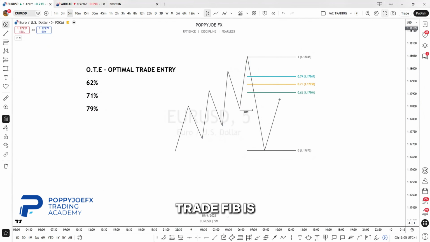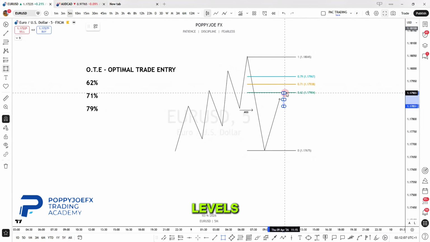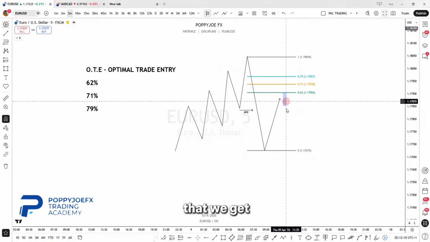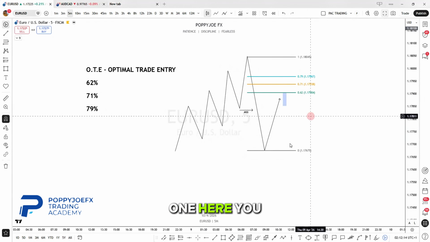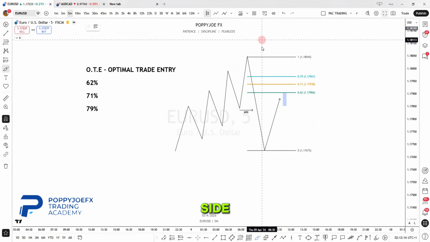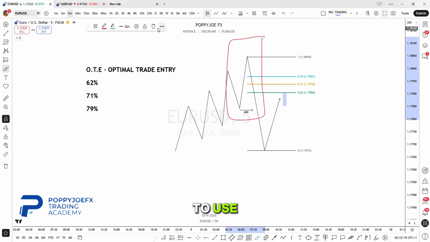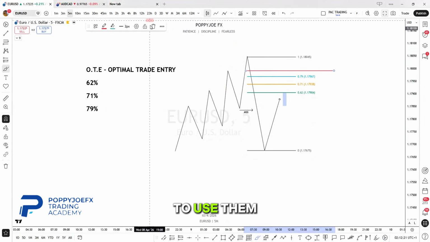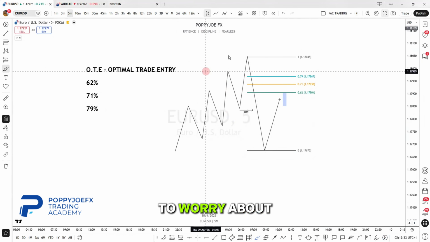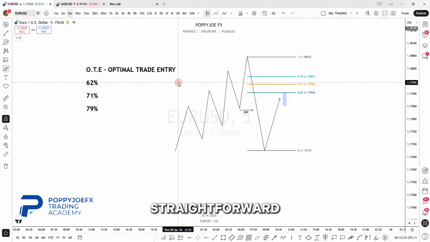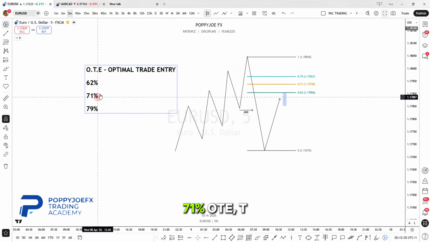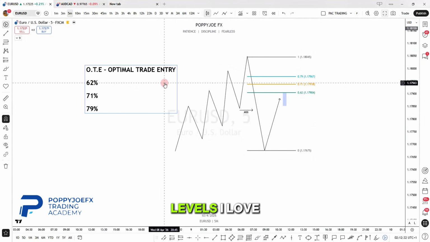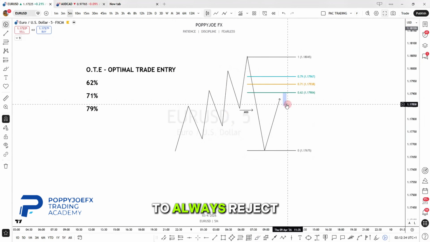Normally, how we trade fib is that when price keeps on approaching these levels, any level that we get a rejection from is where we take our entry from. With this one here, you don't have to worry and look at the left-hand side and be thinking of what POI to use. Should you use an order block? Are you going to use a supply or whatever? You don't have to worry about that. And it makes your decision very straightforward. Right now, I personally like the 62 and the 71% OTE. Those are the levels I love so much that price tends to always reject from.